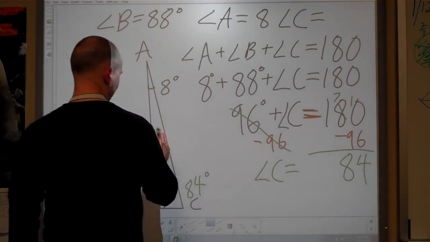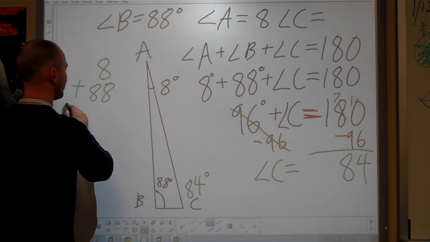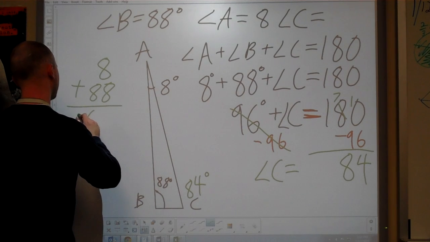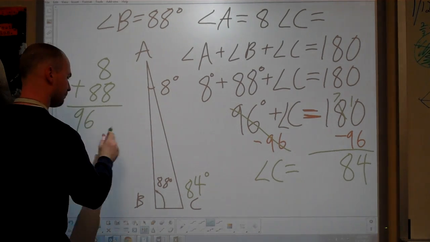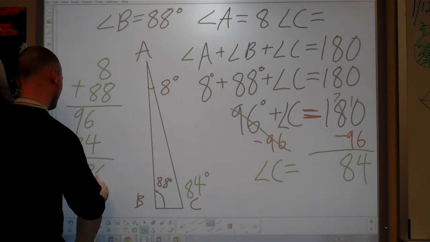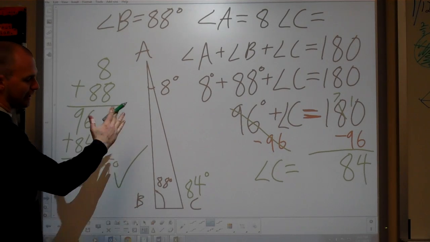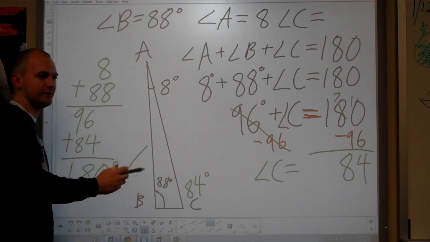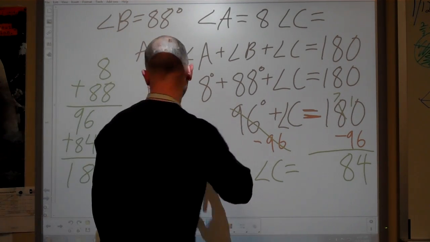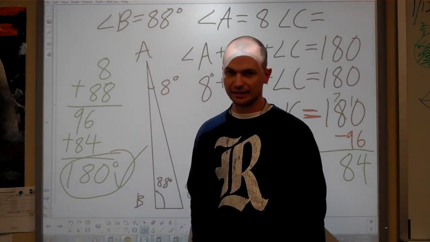Okay, so I can check it. 8 plus 88, that equals 96. 96 plus 84, and yes, that does equal 180. It works, because remember, all angles of a triangle, any triangle you draw, if you add up the angles, they're going to equal 180 degrees.